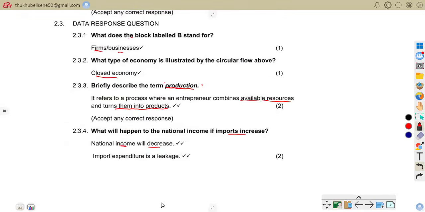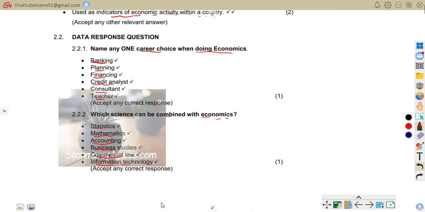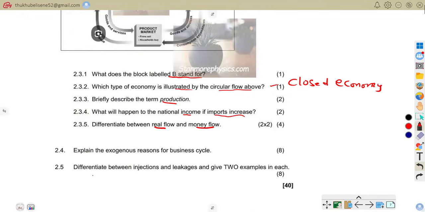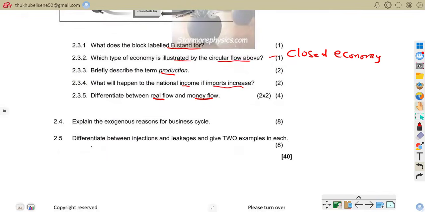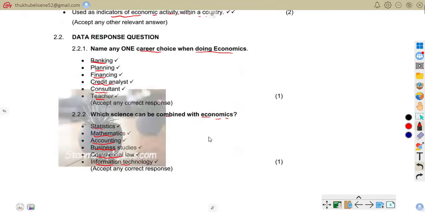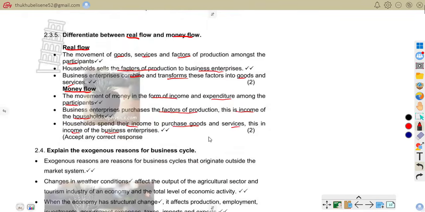Let us go to question 2.4. Here we are on 2.4. Explain the exogenous reasons for business cycle. So let's quickly go to the answers.